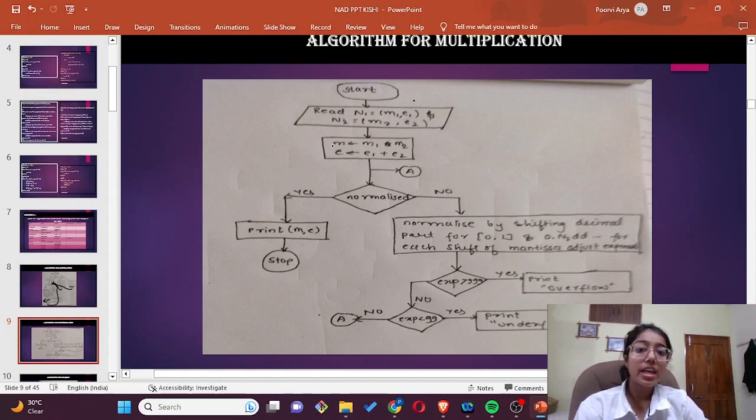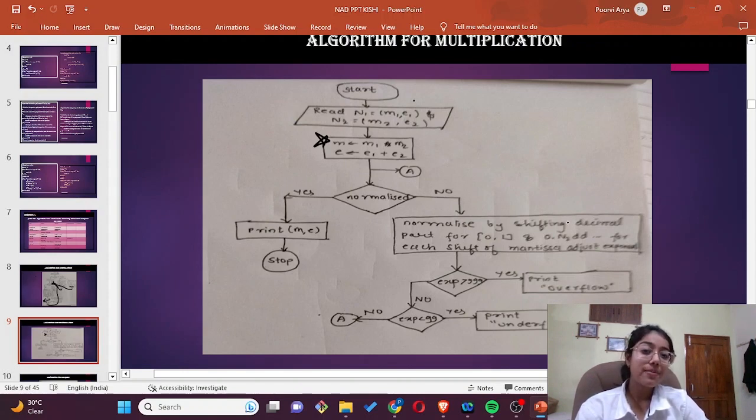What we do here is, for m, we multiply m1 and m2, and for e, we add e1 and e2. We check if this thing is normalized or not. If it is normalized, then we print m comma e and then we stop here. If it is not normalized, then we normalize it by shifting the decimal part for 0 comma 1, and for each shift of mantissa adjust the exponent.